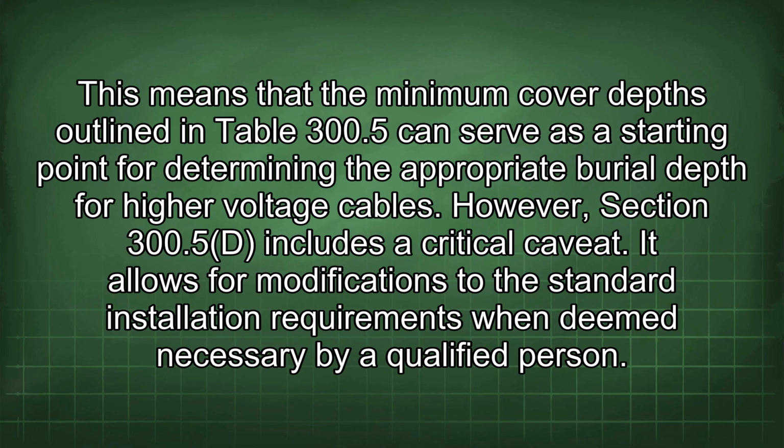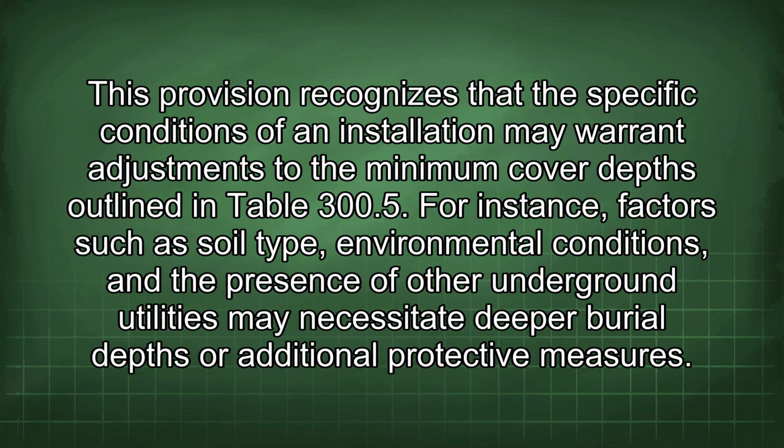However, Section 300.5d includes a critical caveat. It allows for modifications to the standard installation requirements when deemed necessary by a qualified person. This provision recognizes that the specific conditions of an installation may warrant adjustments to the minimum cover depths outlined in Table 300.5. For instance, factors such as soil type, environmental conditions, and the presence of other underground utilities may necessitate deeper burial depths or additional protective measures.